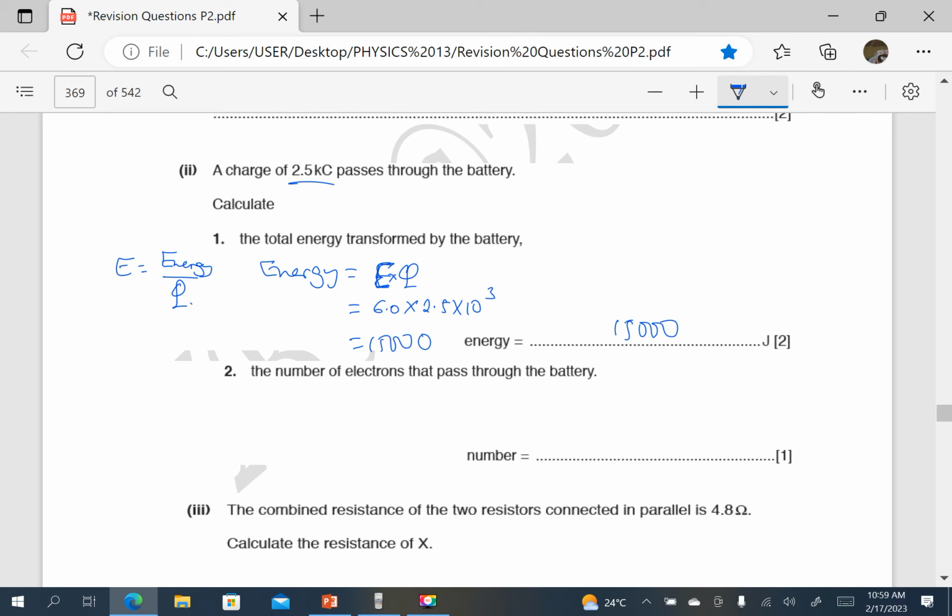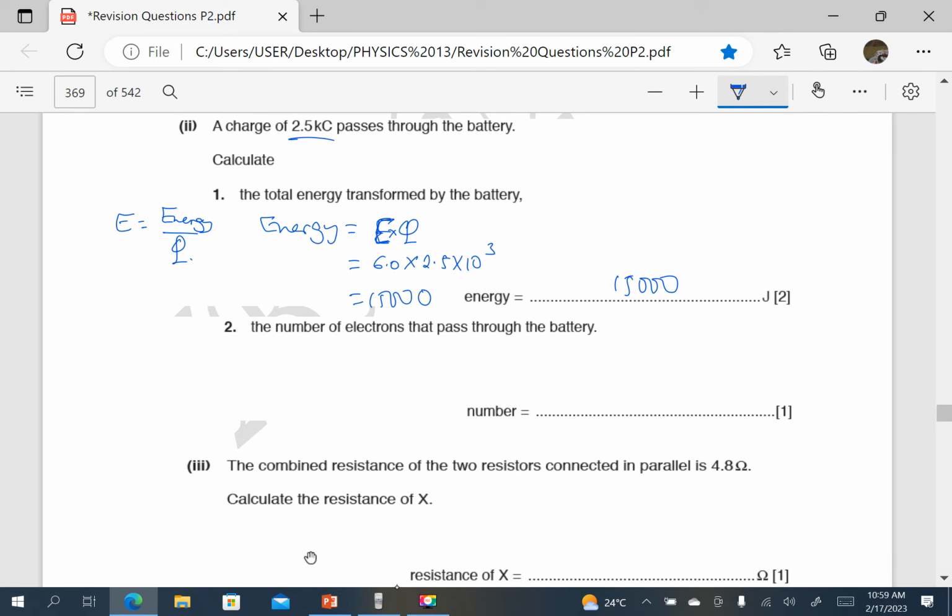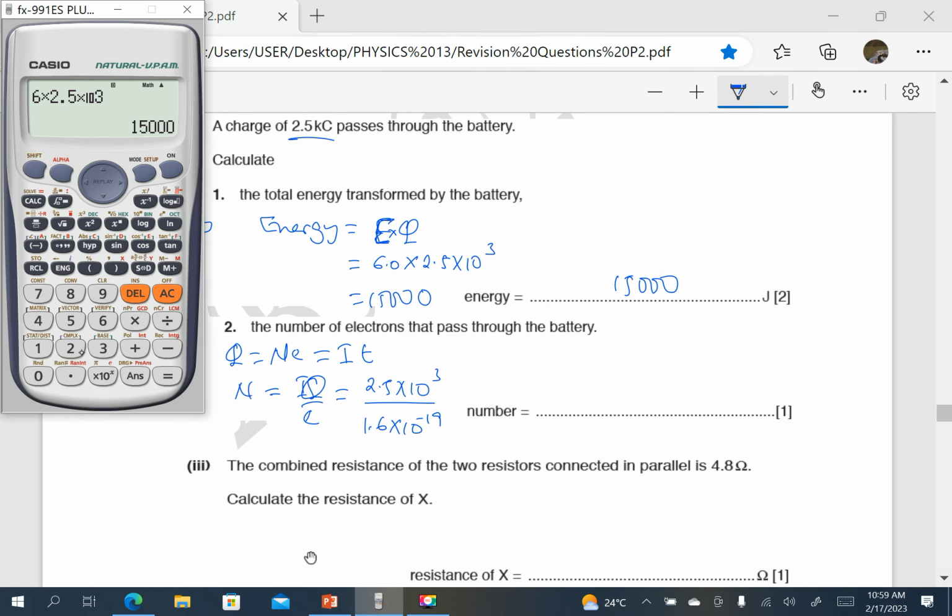Calculate the number of electrons that pass through the battery. Remember, we said total charge is equal to the number of electrons times the charge of one electron, and total charge is equal to current times time. So the number of electrons is going to be equal to the charge divided by e. So the charge is 2.5 times 10 power 3 divided by the charge of 1 electron, 1.6 times 10 power negative 19. So 2.5 times 10 power 3 divided by 1.6 times 10 power negative 19. That's 1.56, or 1.6 times 10 power 22.